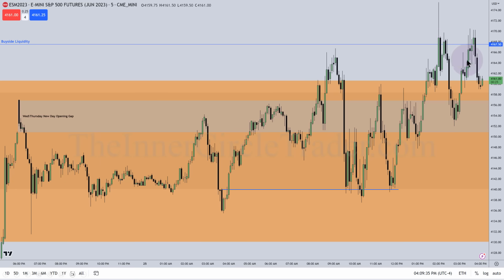We slipped lower, consequent encroachment of new day opening gap. That's this gray area. Rally one more time to run into the rejection block, which is the highest up close candle here. And I know some of you are like, man, this is way too much information. You don't need all this. This is just 30 years of experience in my models. These are my tools. These are my concepts. I know this stuff like the back of my hand.